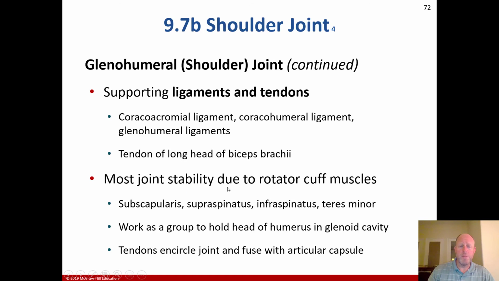Most joint stability is due to the rotator cuff muscles to some extent. The subscapularis is technically an internal or medial rotator, and you have the supraspinatus, which is more of an abductor of your shoulder, and the infraspinatus and teres minor are more of your lateral or external rotators. You don't have to know that now, but in muscles, we'll talk about that a little bit more. They work as a group to maintain stability. Those muscles combined, SITS, S-I-T-S, those four muscles together, stabilize the shoulder.